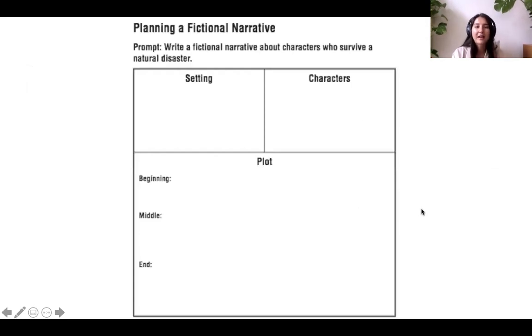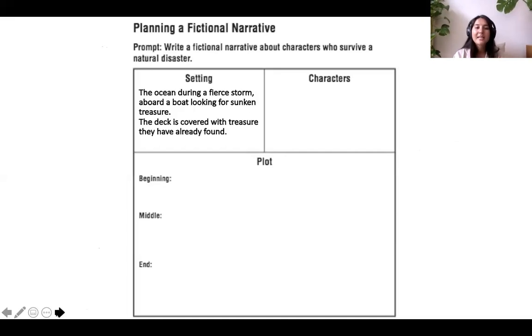For homework today, have a look. You are going to use this graphic organizer to write a fictional narrative about characters who survive a natural disaster. You can choose whatever you would like. I'm going to show you my plan as an example of what I would like you to do for homework. No copying, exactly. If I see any copying, I will be very upset. You guys are young and creative and have wonderful, vivid imaginations. So I want your stories to be much better than mine.